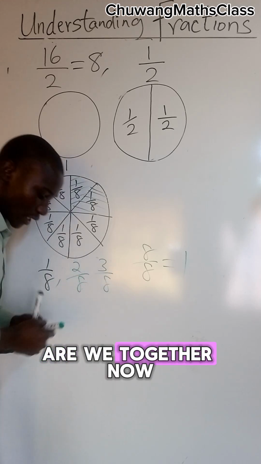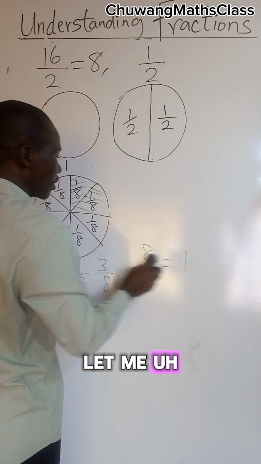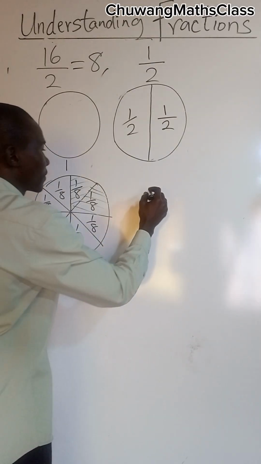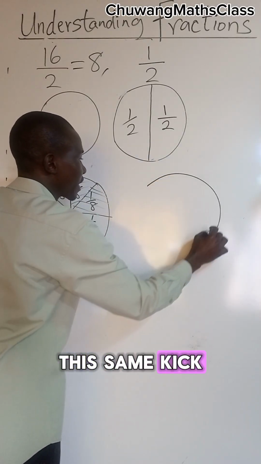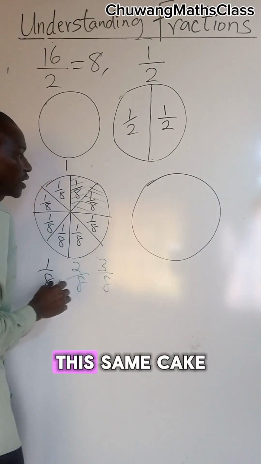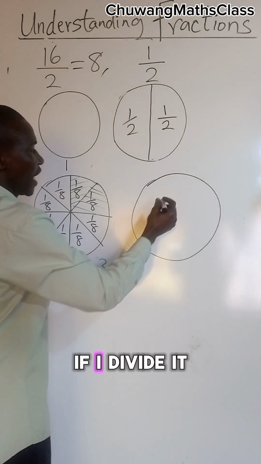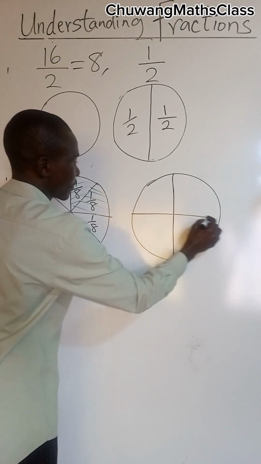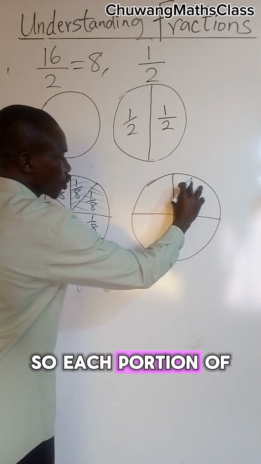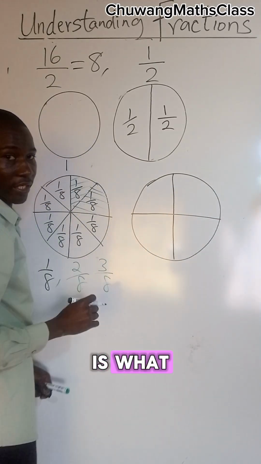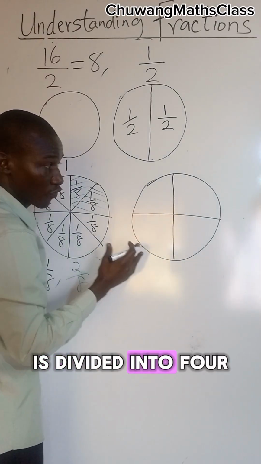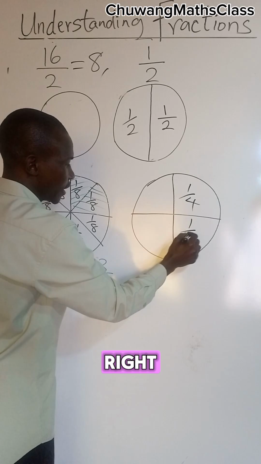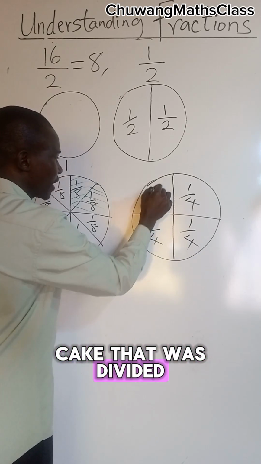Are we together? Now, let me draw another one. Let's say this same cake, if I divide it into 4 equal parts, so each portion of this cake is what? It is divided into 4 equal parts, 1, 2, 3, 4. So this is 1/4, right? Each part of this cake that was divided is 1/4.